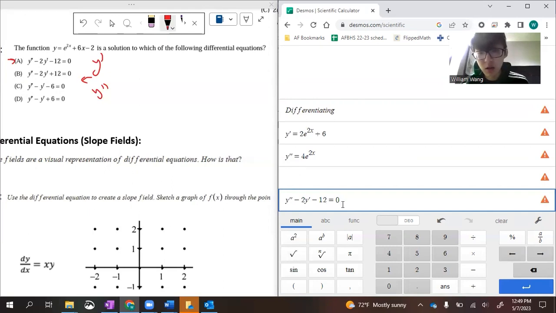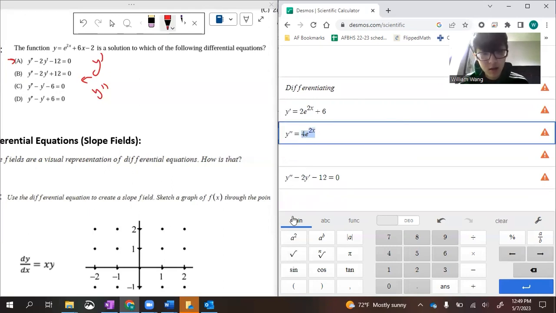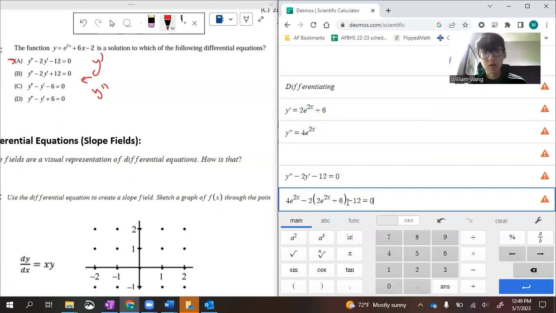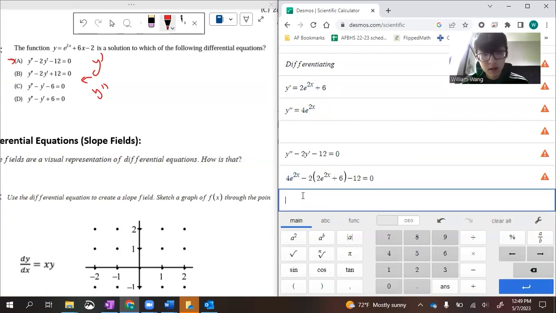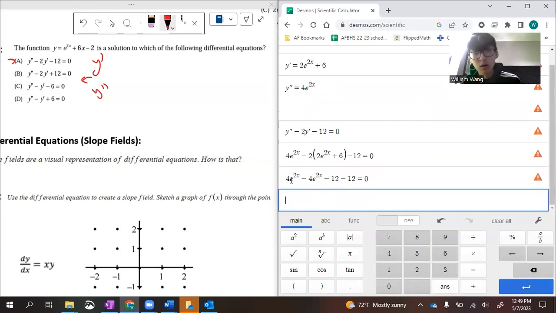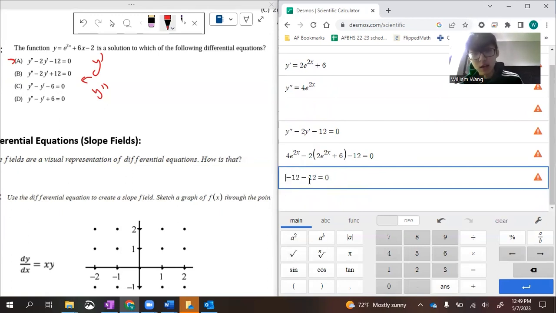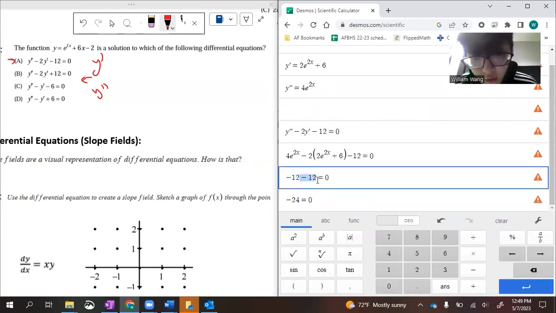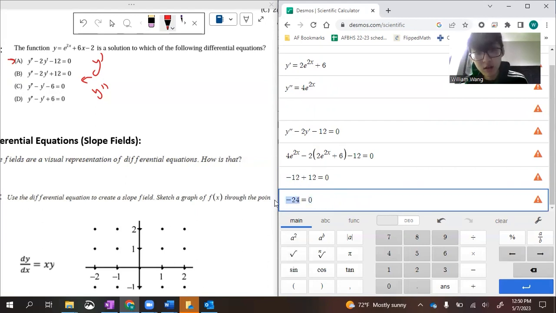Let's see if this works. So y double prime is 4e to the 2x minus 2 times y prime, so 2 times this, minus 12 equals 0. Well, is that true? 4e to the 2x minus, I'm going to distribute this, so minus 4e to the 2x minus 12 equals 0. Well, 4e to the 2x minus 4e to the 2x cancels out. But minus 12 and minus 12 turns into minus 24 equals 0. That does not work. What I'm looking for is something that's plus 12, right? If it was plus 12 and minus 12, then I would get 0 equals 0.